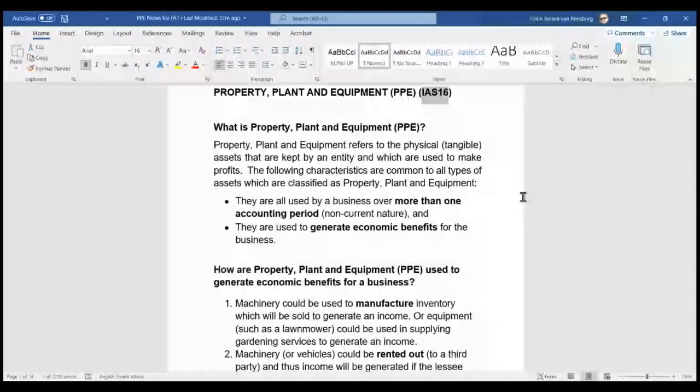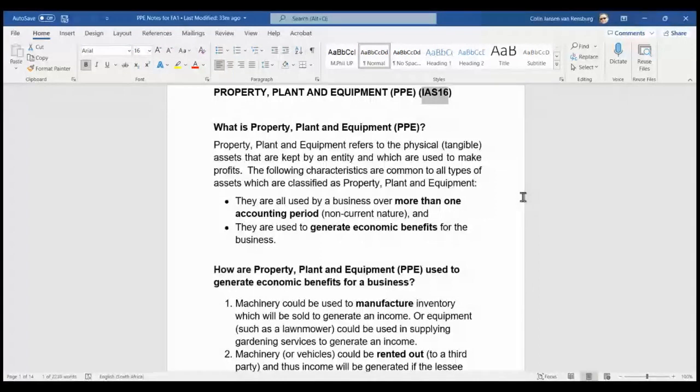If you are a manufacturing concern, your machinery and plant will assist the business in producing a product that they can sell, right? So in general terms, your property, plant and equipment is essential for your business to operate. When we get to the definition, we'll see they specify three very specific kinds of activities when it comes to property, plant and equipment. So generally, ladies and gentlemen, it is used to generate economic benefits for the business.